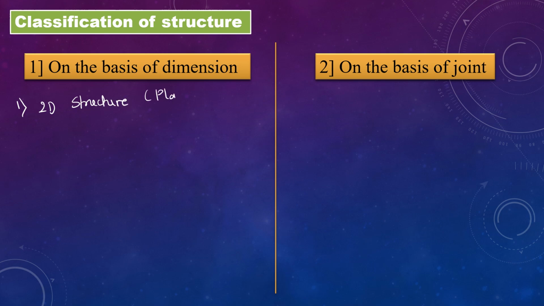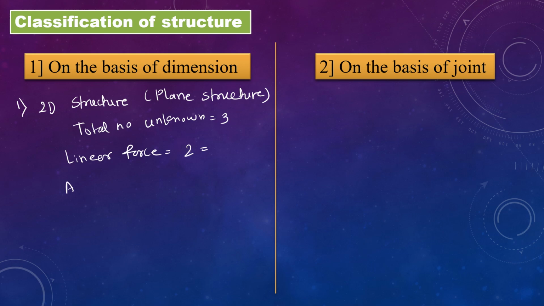2D structure is also known as plane structure. In case of 2D structure, there are three unknowns. The total number of unknowns in 2D structure are 3, and in that 3, 2 are linear unknowns. Linear forces are 2, and angular forces 1. So which are the linear forces and which are the angular forces? Linear forces are F of x and F of y, and the angular force is moment.